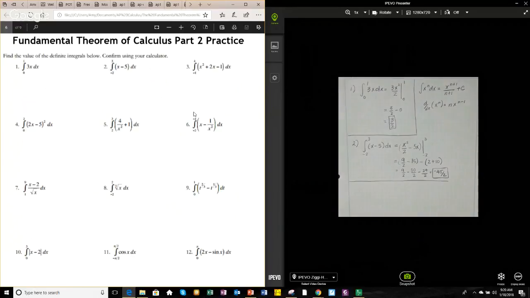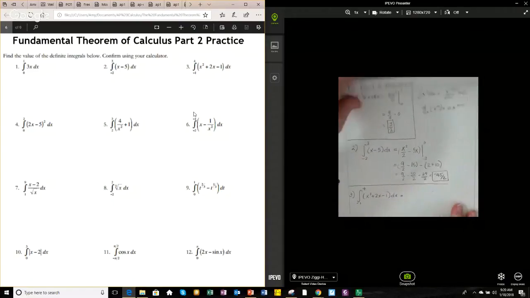All right. So one more. Let's do number 3. This is the antiderivative from negative 1 to 4 of x squared plus 2x minus 1. And then we're going to find the antiderivative of each piece.